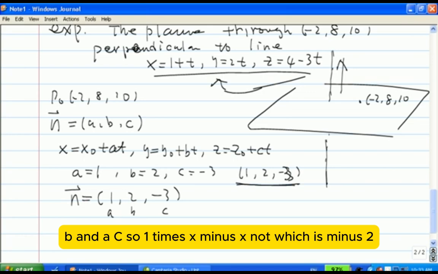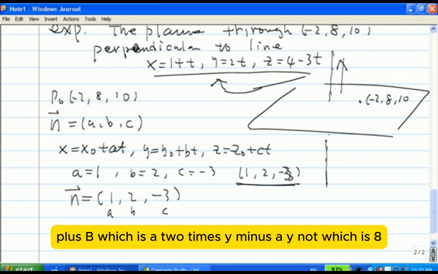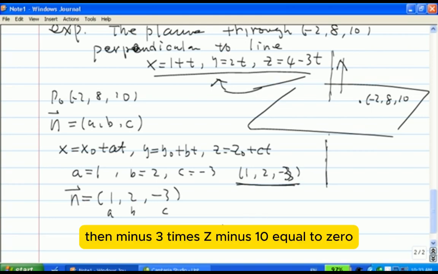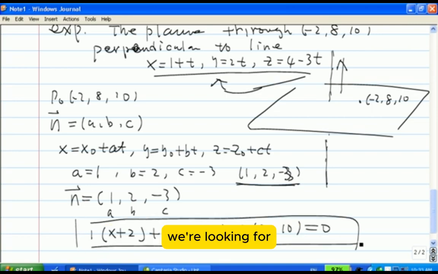Therefore, we can write our equation of the plane immediately. This will be our A, B, and C. So 1 times x minus x naught, which is minus 2. So minus negative 2 gives you plus 2. Plus B, which is 2, times y minus y naught, which is 8. Then minus 3 times z minus 10 equals 0. That will be the equation of the plane we're looking for.